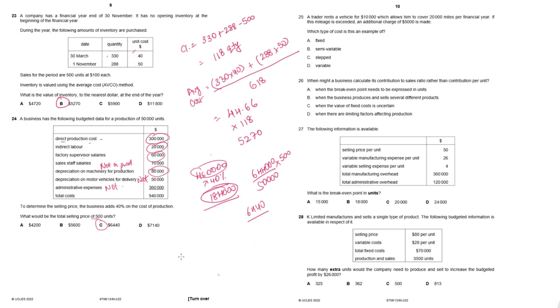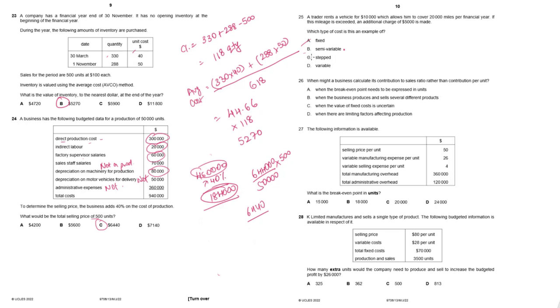24C. A trader rents a vehicle for 10,000, which allows him to cover 20,000 miles per financial year. If this mileage is exceeded, an additional charge of $5,000 is made. Which type of cost is this an example of? It is not a fixed cost because the cost will vary as per the mileage. Semi-variable cost, I would have called this, because fixed cost is there. But the other part, the 5,000 additional charge, is not a variable cost as such. Because variable cost is when they tell you that for each additional mile, this will be the cost per mile. But that's not the case. So semi-variable cost here is doubtful.